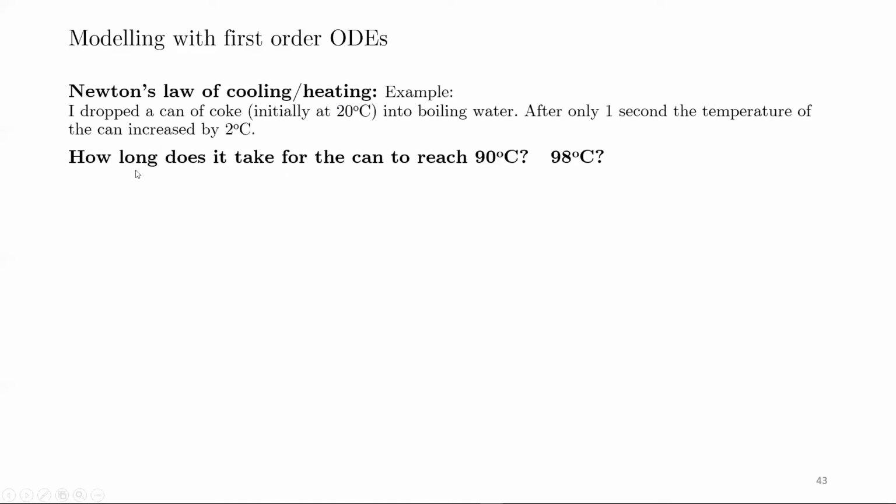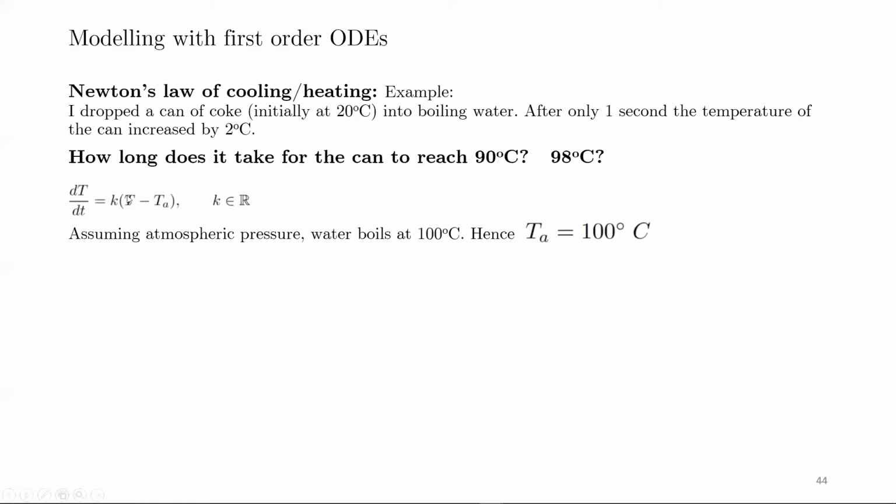My question is, how long does it take for the can to reach 90 degrees Celsius? How long does it take to reach 98 degrees Celsius? So actually there are two questions there. What do I know here? Well, Newton's law of cooling says that the heating of this can should follow this first order linear and in fact separable ordinary differential equation. If we're assuming we're at sea level, then water boils at 100 degrees Celsius. Hence our ambient temperature is 100 degrees Celsius, so T_A in this differential equation is 100.